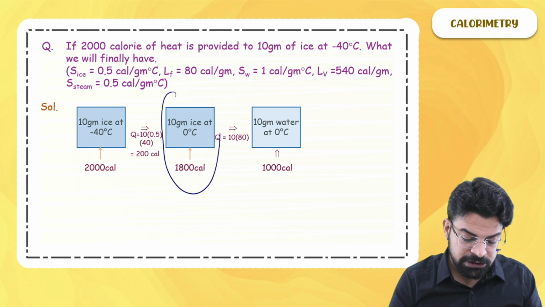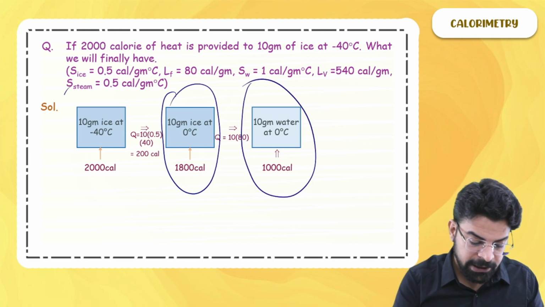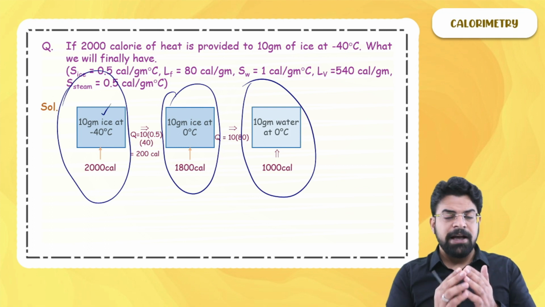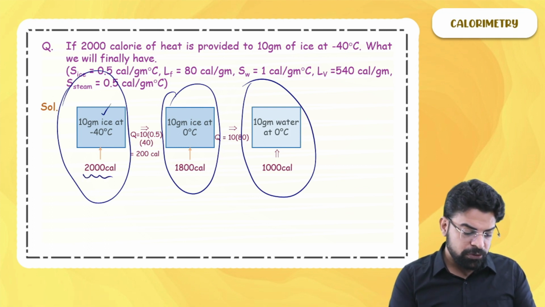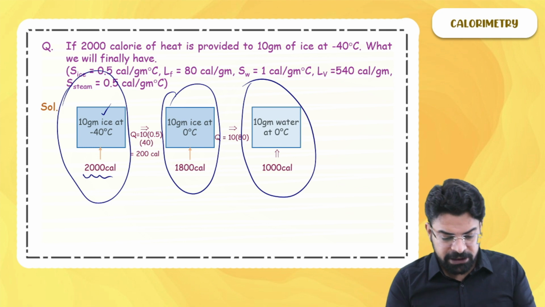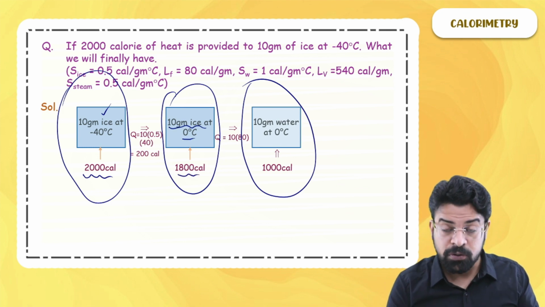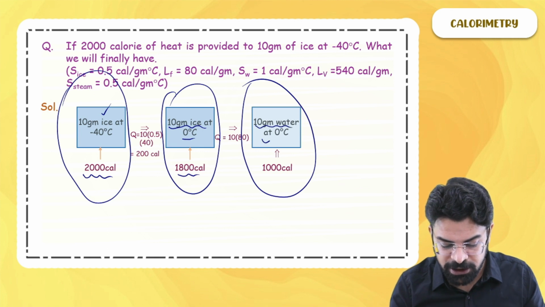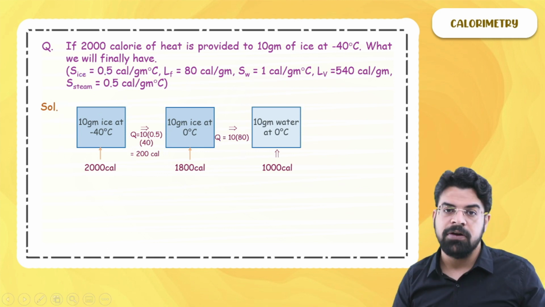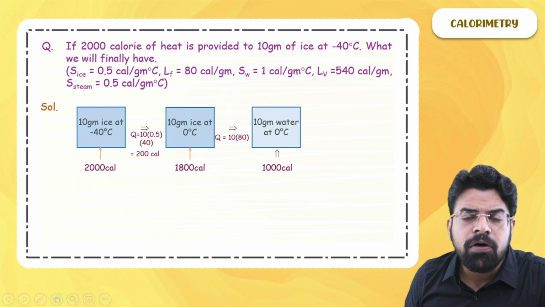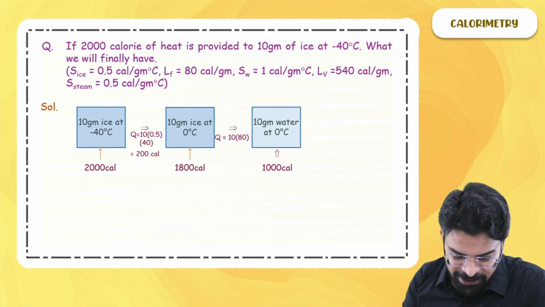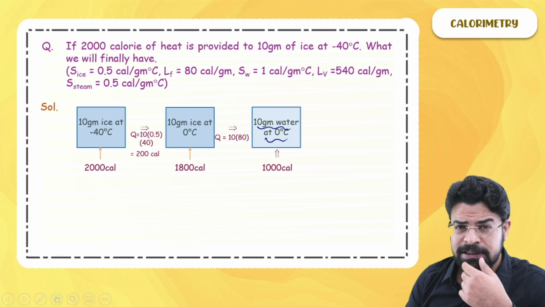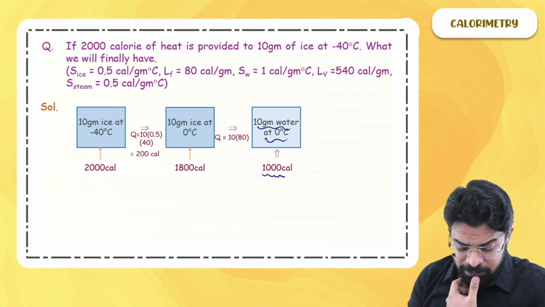Now these states are also thermodynamically equal. These three are thermodynamically equal. Having 10 gram of ice at minus 40, to which you are going to provide 2000 calorie, is the same as having 10 gram of ice at 0, to which you are going to provide 1800 calorie, and it is the same as having 10 gram of water at 0, to which you are going to provide 1000 calorie. Now what do you have? Sir, we have 10 gram of water at 0. Okay, you have got 10 gram of water at 0 and you are going to provide it 1000 calorie.